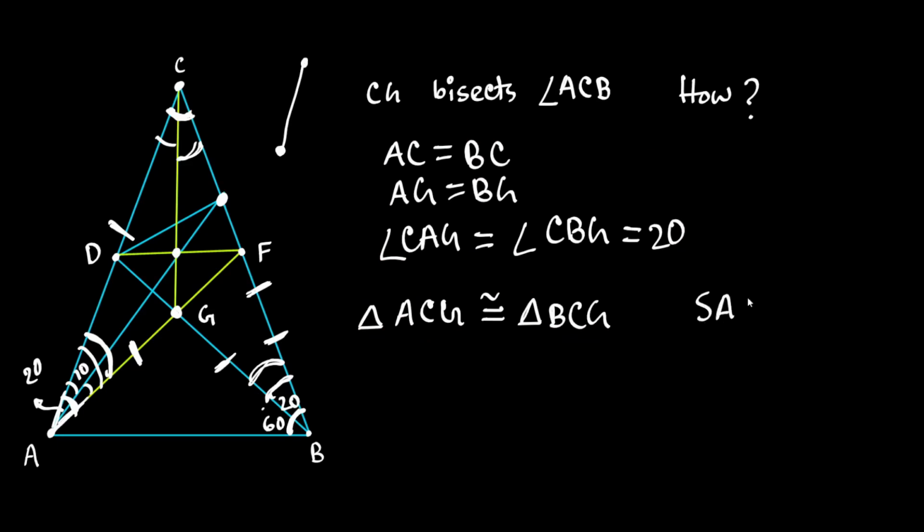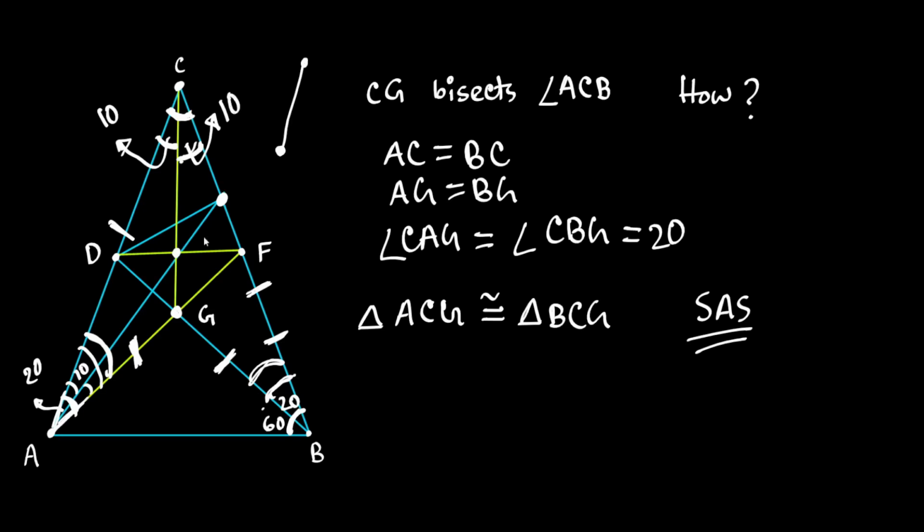Let's write the side angle side. So as this is congruent, then this angle and this angle will be equal because they are opposite the same sides, right? So they are equal. So now you can say that CG is bisecting ACB. It couldn't have been said earlier without proving this. So this is 10 and this is 10.